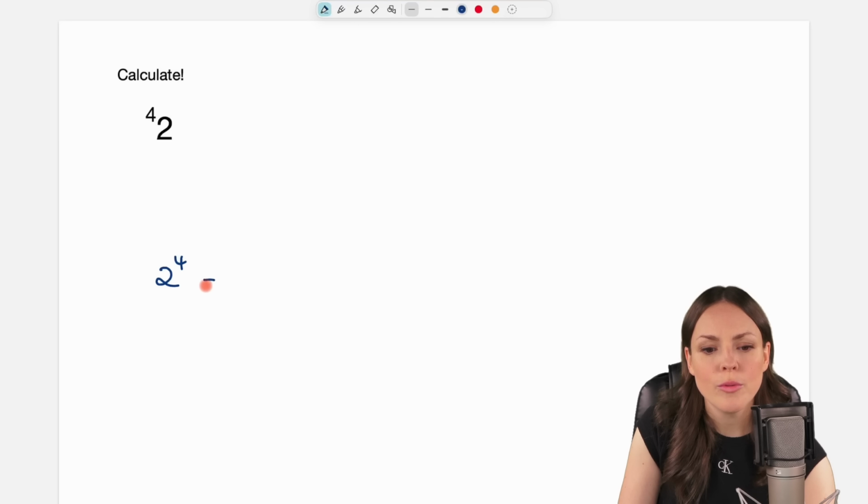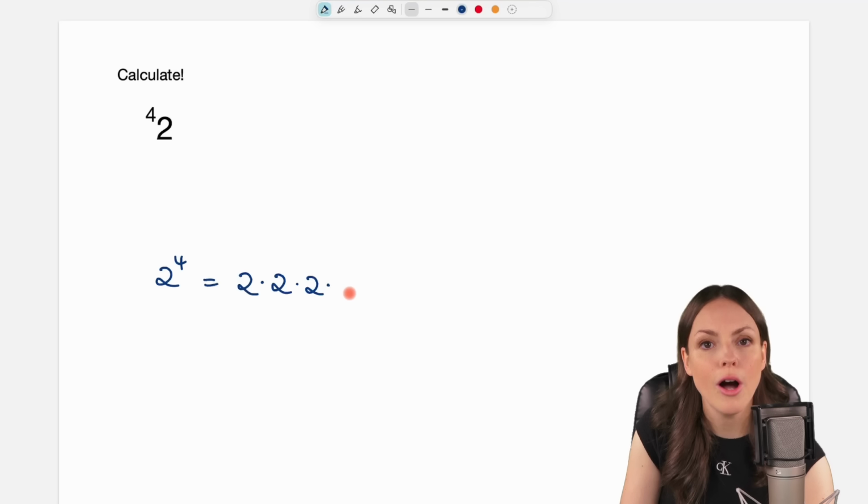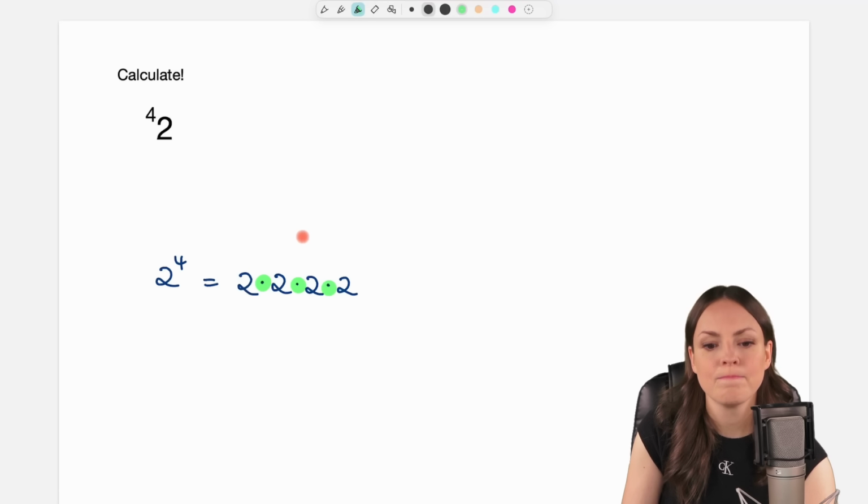But just to repeat it again, what is 2 to the power of 4? It means that we take the base, the 2, and multiply it by itself. So 2 times 2 times 2 times, how often? Until we see 4 of these 2's here. So exponentiation is the repetition of multiplication.